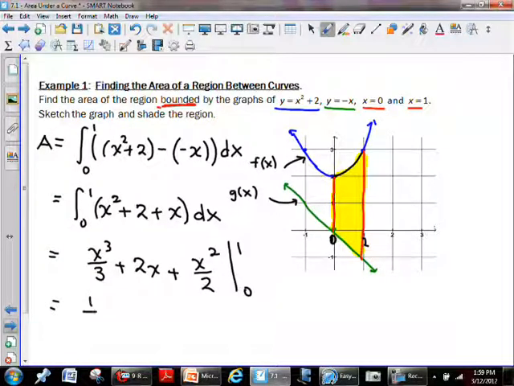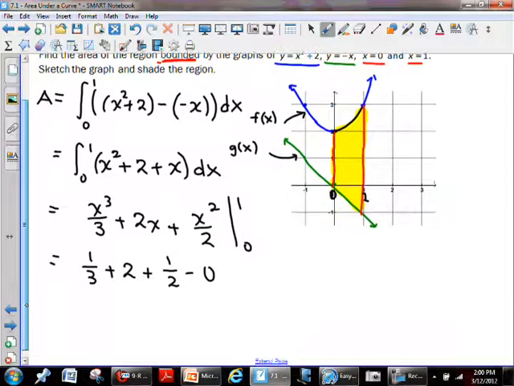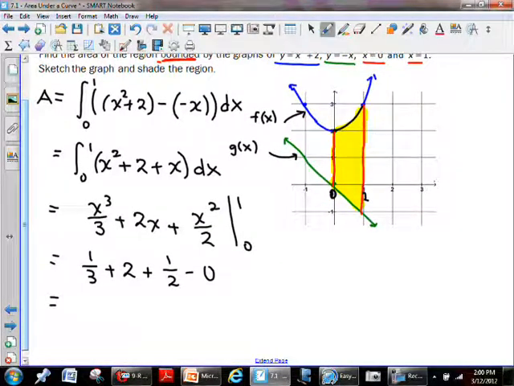Let's plug in a 1. We would get 1 cubed over 3, which is 1/3. 2 times 1 is 2, plus 1 squared over 2 is 1/2. And when it comes time to plug in a 0, we're going to get 0 in all 3 spots, right? So if we simplify this, getting a common denominator of 6, I have 2/6 plus 12/6 plus, what would that be, 3/6, which is 17/6.